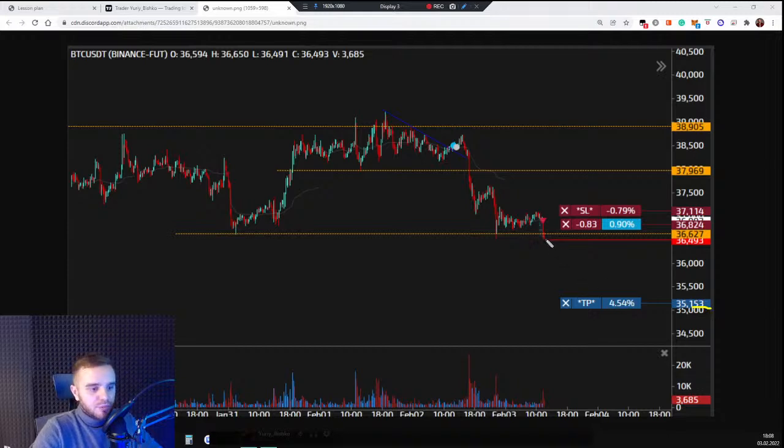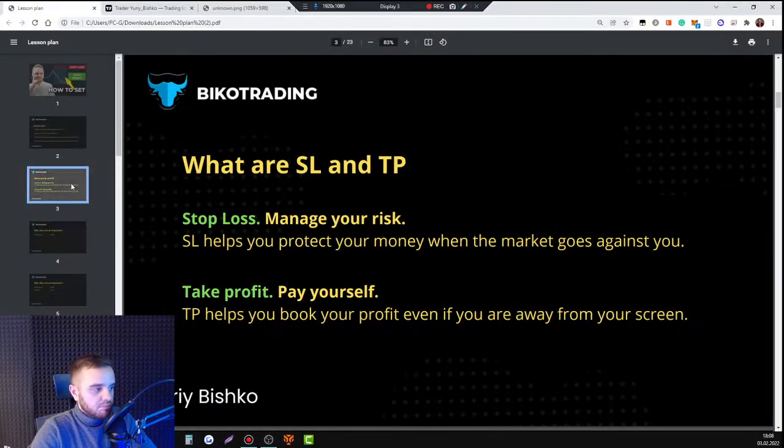That means if Bitcoin drops to this area, the platform automatically closes my position and pays me. That's really awesome stuff. And my friends, where is the problem? Where is the problem in all this area?